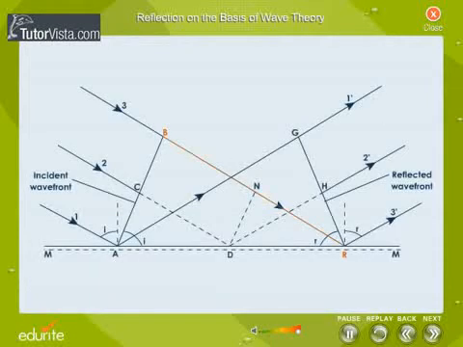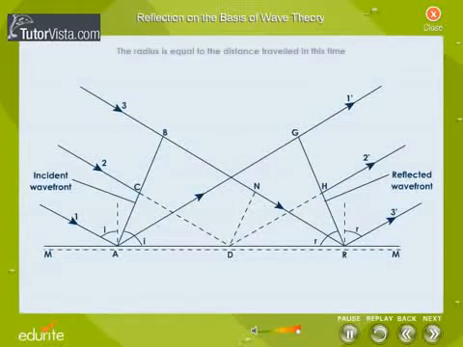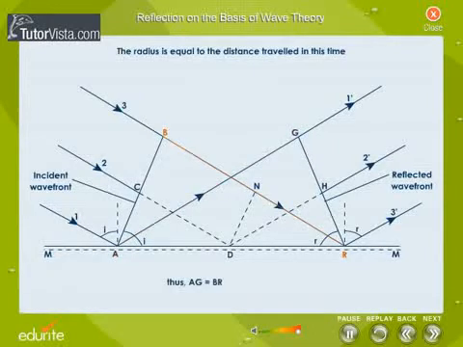By the time B reaches R, the wavelet from A gets time BR by v to grow and produces a spherical wavefront of radius AG, that is, the radius is equal to the distance travelled in this time. Thus, AG is equal to BR.